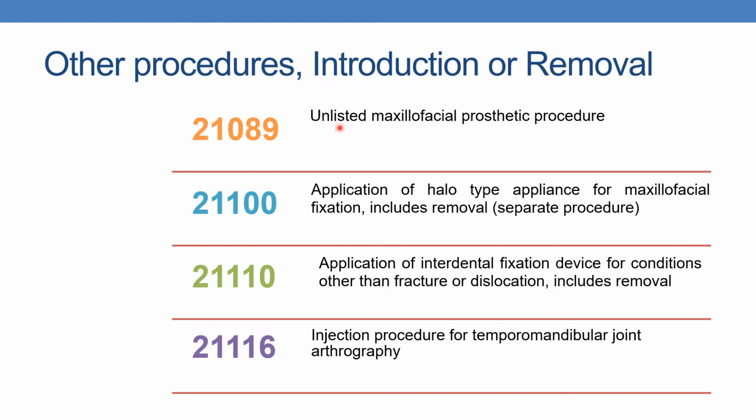Next is 21089. It is unlisted maxillofacial prosthetic procedure. The next is 21100. It deals with application of halo-type application for maxillofacial fixation, includes the removal. The next is 21110. It deals with application of interdental fixation device for conditions other than fracture or dislocation. It also includes removal. The next is 21116. It deals with injection procedure for temporomandibular joint arthrography.